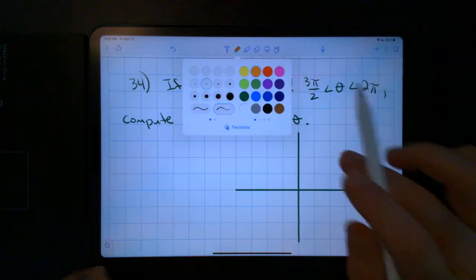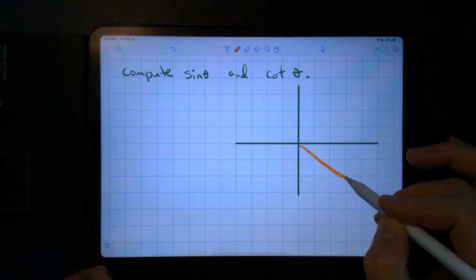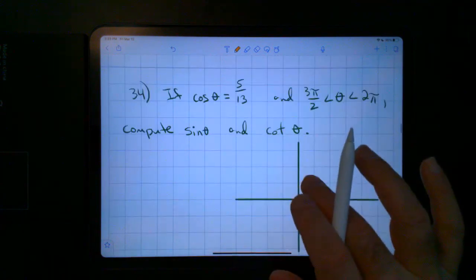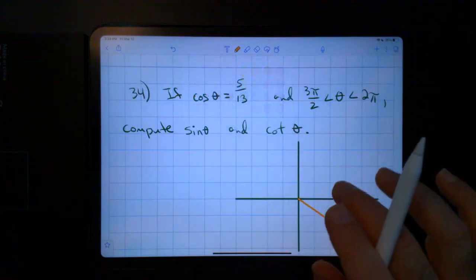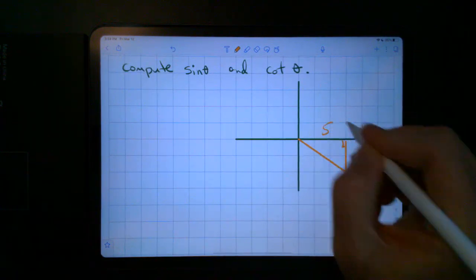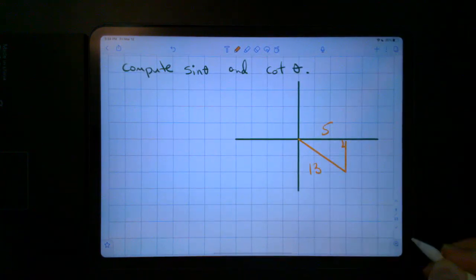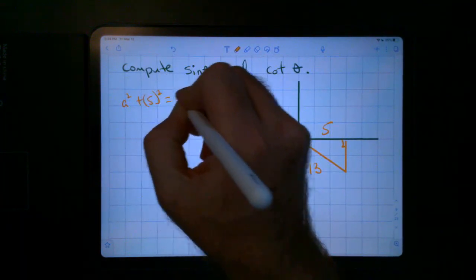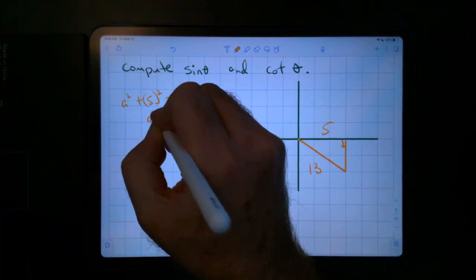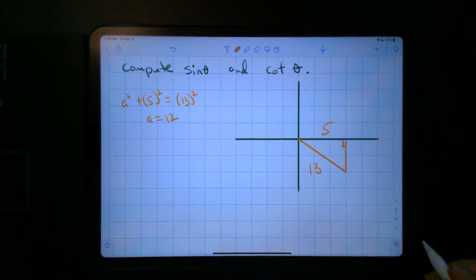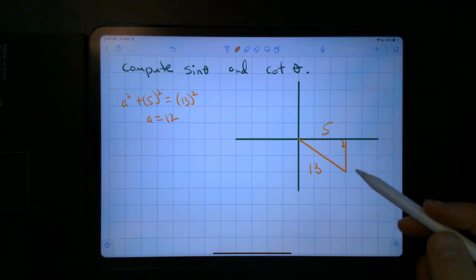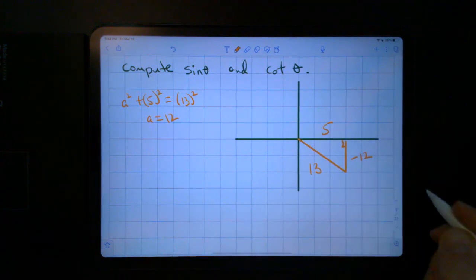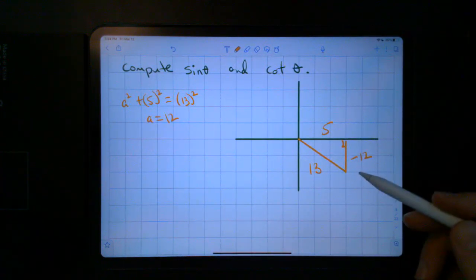Okay, so we can draw a generic right triangle in quadrant 4. And since cosine is 5 over 13, we have 5 in the x direction, our hypotenuse is 13. And if we apply the Pythagorean theorem, we get that a is equal to 12. So the magnitude here is 12, but this is in the negative direction. So we have a negative 12 for our y component.